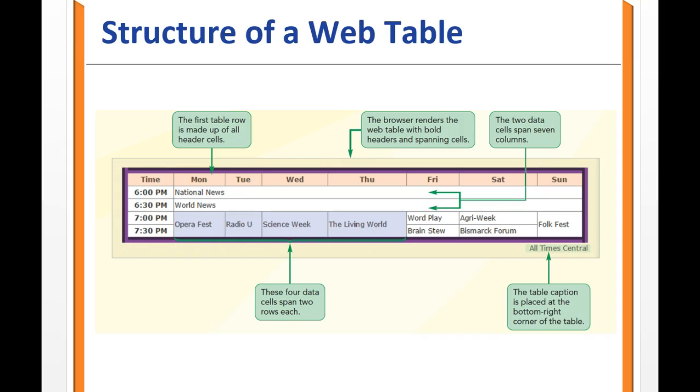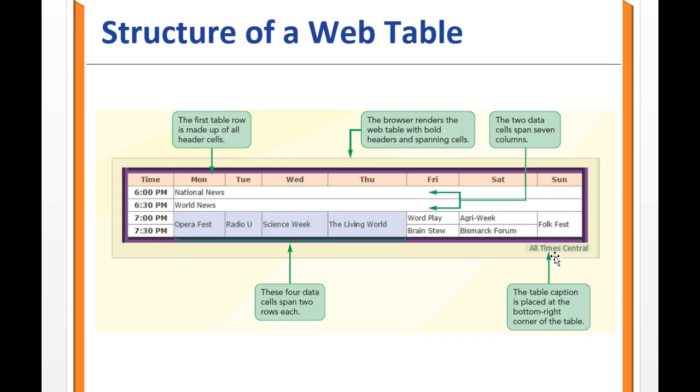So first, let's look at the structure of a web table, sorry. In this case, you can see the first table is made up of header cells. We have these header cells, and we have data cells. These are the data cells. These four data cells are spanned into 2 rows each, as you can see. So each data cell is split into two rows. And then in here we have the table caption.